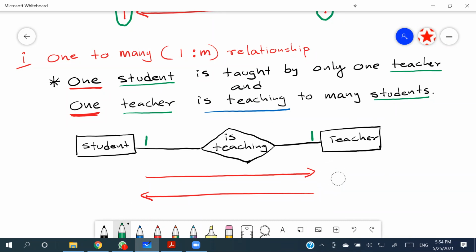Right, okay. All right, now if you think about the statements given here, what would be the argument? One student is taught by only one teacher. That is how you are reading it from left to right. And what about the teacher's part? One teacher is teaching many students.